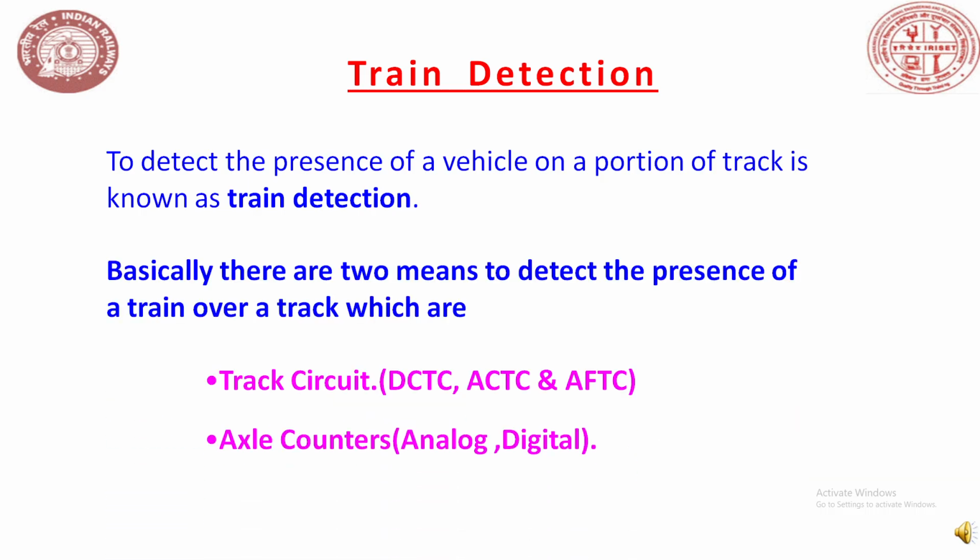To detect the presence of a vehicle on a portion of track is known as train detection. Basically, there are two means to detect the presence of a train over a track. First, track circuit, which consists of DCTC, ACTC, and AFTC. Secondly, Axle counter, which consists of analog and digital.